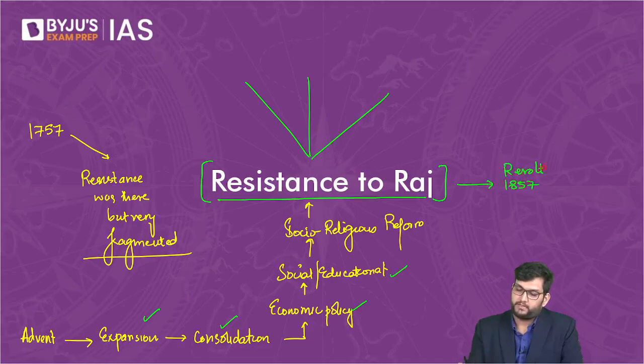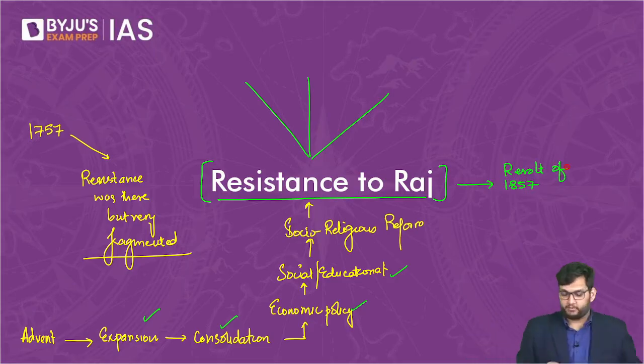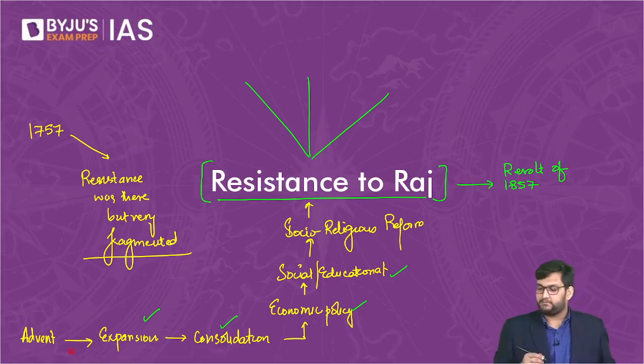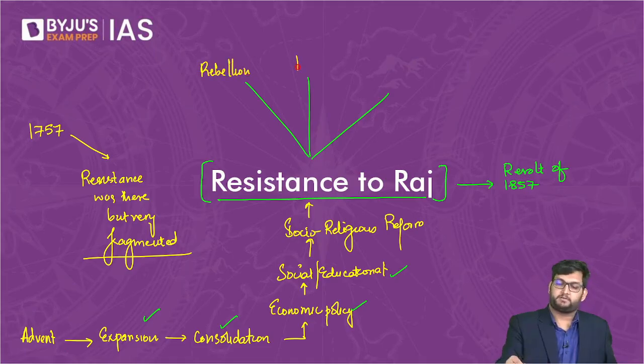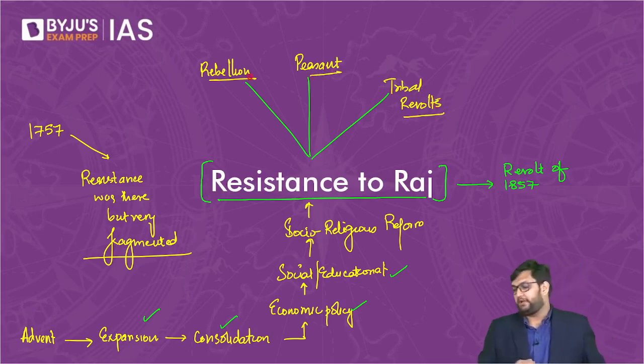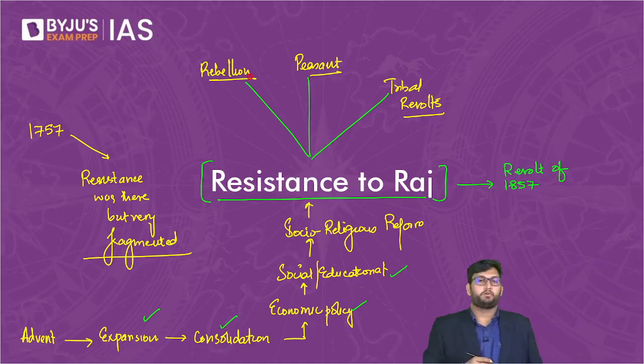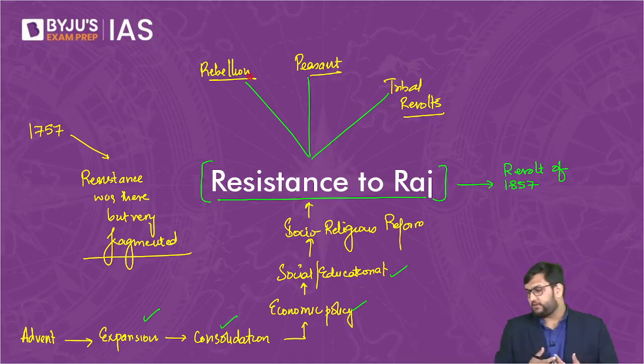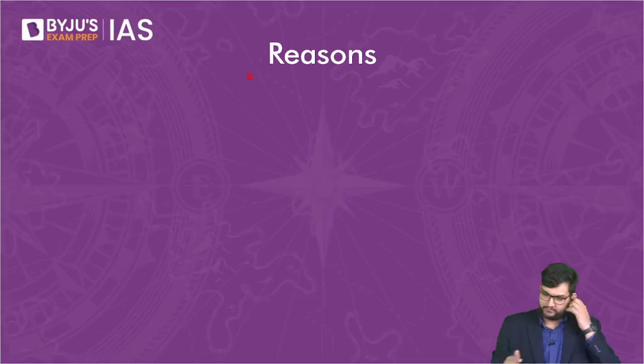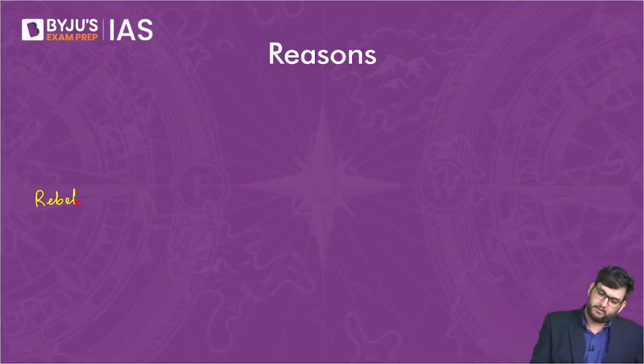The revolt of 1857. But today's agenda is to understand again the concept of rebellion, the concept of peasant and tribal revolts. Three forms it took. But I have to first explain what these words mean, rebellion and revolt. I'll do it in more detail when we talk about the revolt of 1857, but I'll give you a basic understanding. I've used two very basic words: one is called rebellion and the other is called revolt.